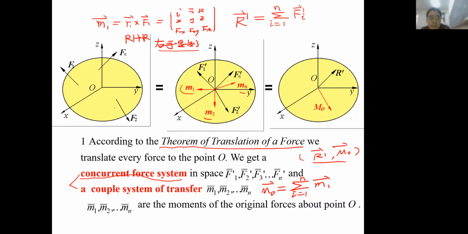Can you guys understand that? That's the whole principle of us using the theorem of translation of a force, right? That's how we do this. So let's continue. I hope you guys can understand a little bit better than before, right?